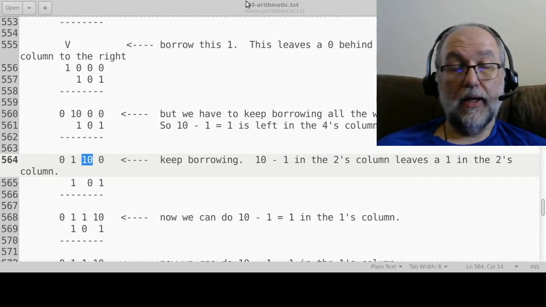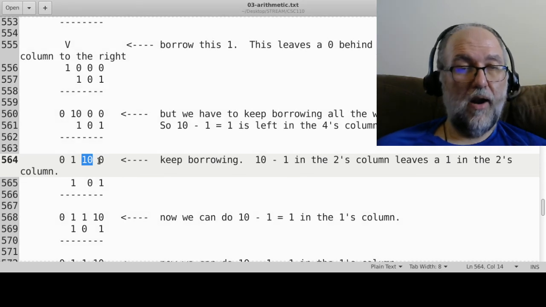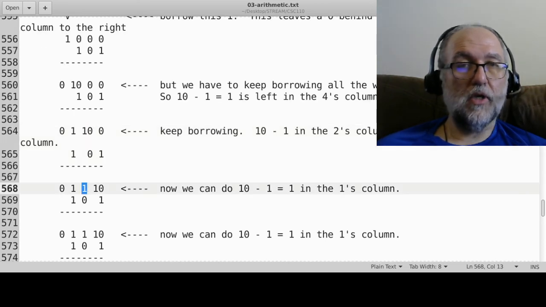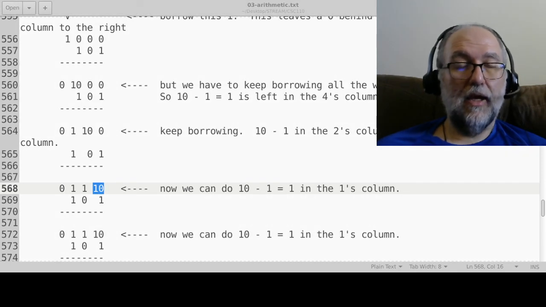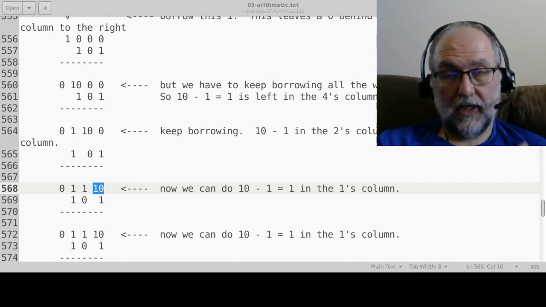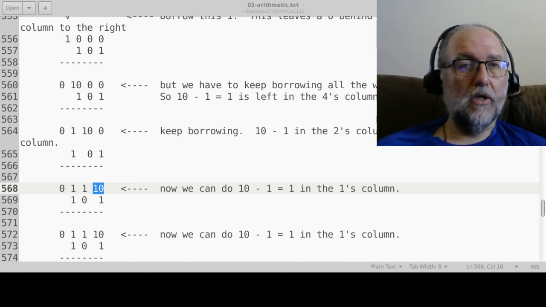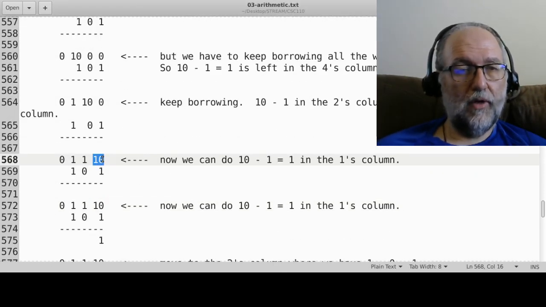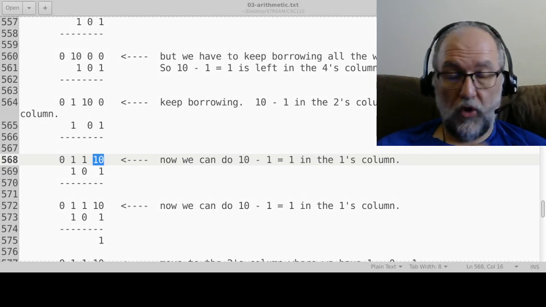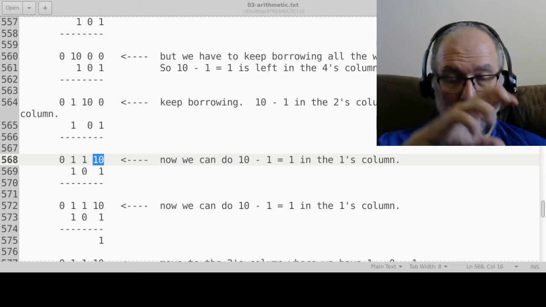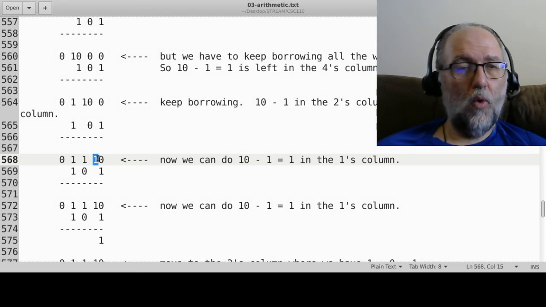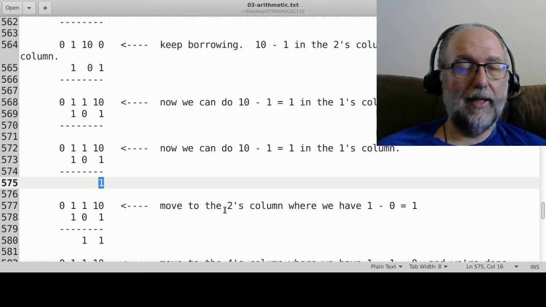Okay, and are we done? No, we have to do it again because we have to borrow and bring it into the ones column. And so again, we borrow 1 from that, so 10 minus 1 leaves you with 1 in the twos column, and that brings you a decimal 2 or a binary 10 into the ones column, and so we have this 10 in the ones column here. Okay, I know that looks weird. We don't usually write it that way, but there it is, because we did the borrowing. And now we can do 10 minus 1 in the ones column, and 10 minus 1 is 1. So we write a 1 below the line like that.